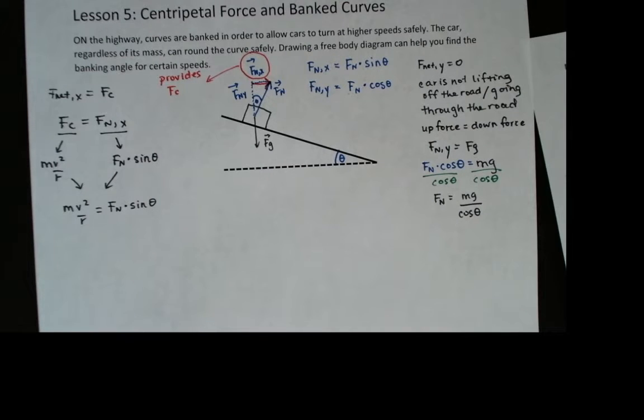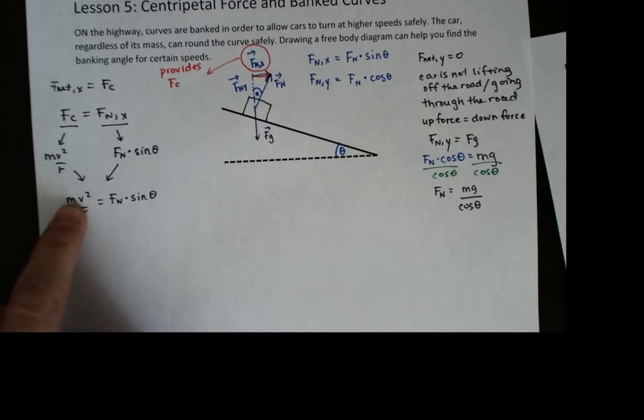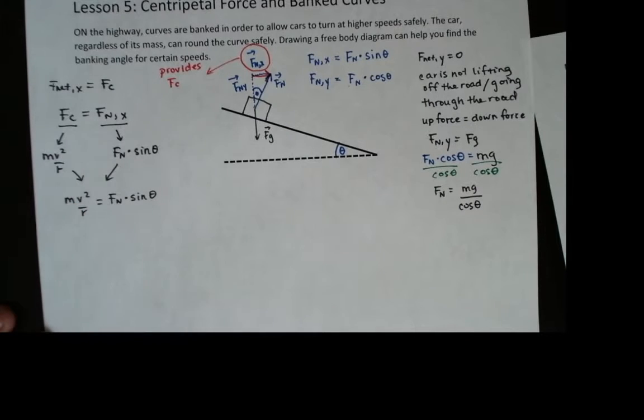If you're above or below that speed, it's not going to be a perfect scenario. If your speed is too great, you'll need some friction to keep you on the road, so you would not be able to navigate the turn safely on an icy surface. But we are going to get v by itself to figure out the speed at which you could navigate that turn safely with no friction.